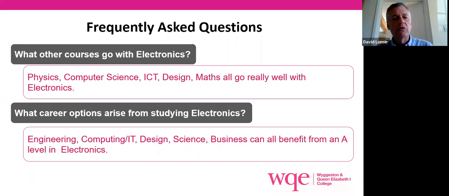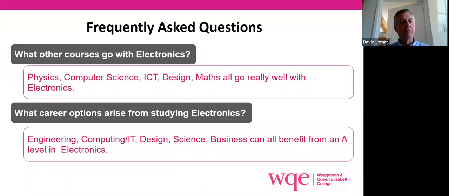So a few questions that people normally ask, and one is, what courses go with electronics? There are some obvious ones like computer science, ICT, and physics, because electronics has very strong links with the electrical part of physics. Design, which is all about designing, and in electronics there is a large element of design and creativity in applying the electronics to solve everyday problems. Maths, of course, goes well with electronics because there is quite a mathematical element to it.